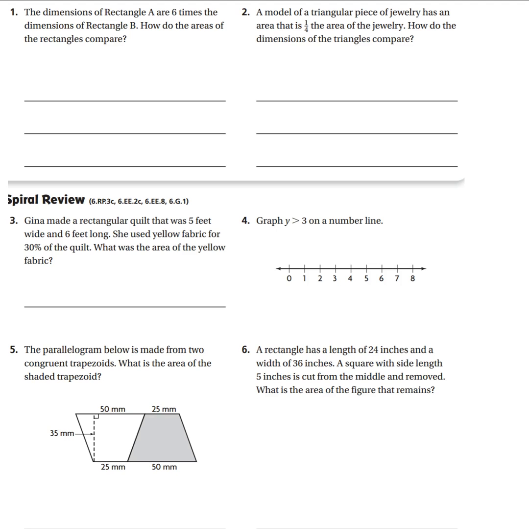Okay, number 1, the dimensions of rectangle A are 6 times the dimensions of rectangle B. How do the areas of the rectangles compare? So again, this is the exact same type of question. Okay, the multiplier is 6. So to find out how much bigger the area is, we square the multiplier. 6 times 6, which is 36. So how do the areas compare?